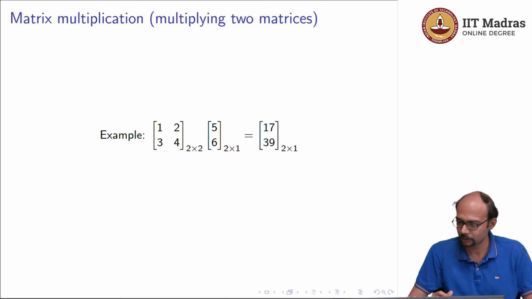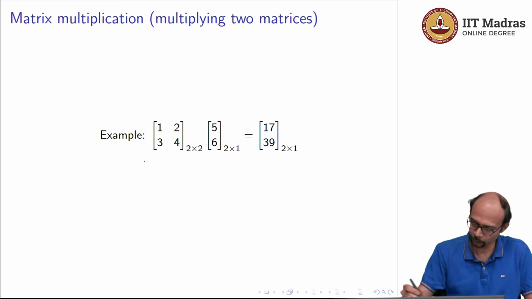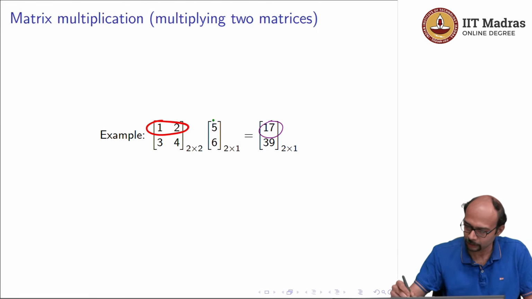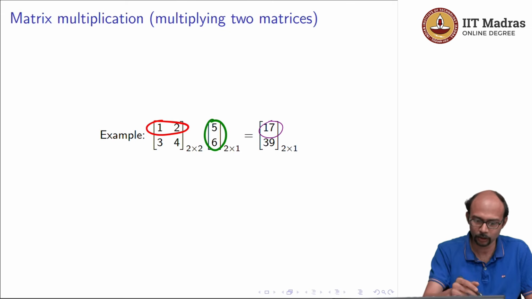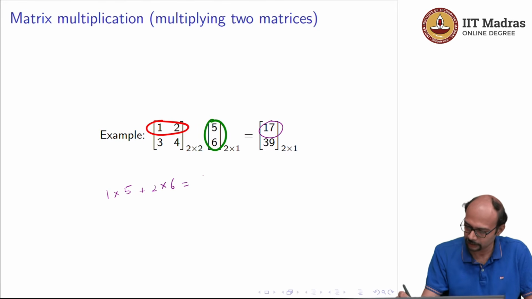So here's another example. We have the matrix 1, 2, 3, 4 times the matrix 5, 6 in a single column. I want to look at how we got 17 and 39. So for the 17, what do we do? It's a 1/1th entry. So I look at the first row and the first column. Of course, here we have only one column. So we multiply the corresponding entries and add them: 1 times 5 plus 2 times 6. So this is 5 plus 12, which is 17.